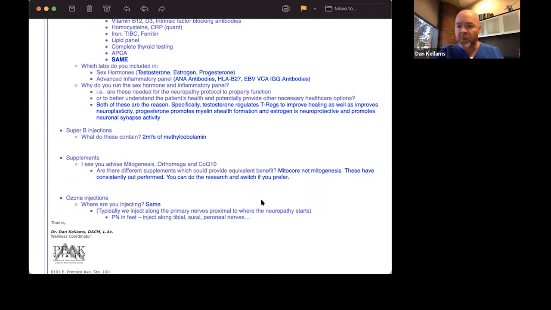Mitogenesis, Orthomega. These are the ones from Orthomolecular. Really good results with these products. I really like them. They're very high quality. The Mitocore is actually the product that helps with mitogenesis. It's a high potency multivitamin that has stuff that has the ALA in it. It's a really good line. I like it. Orthomega is a really, really high dose quality omega fatty acid, essential fatty acid product. And then CoQ10.